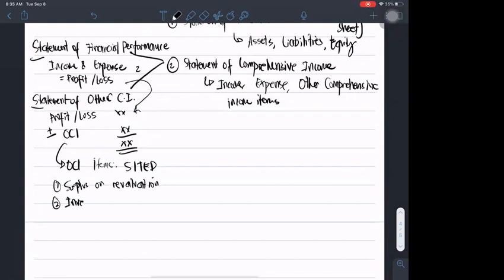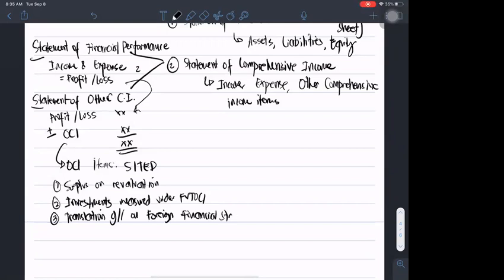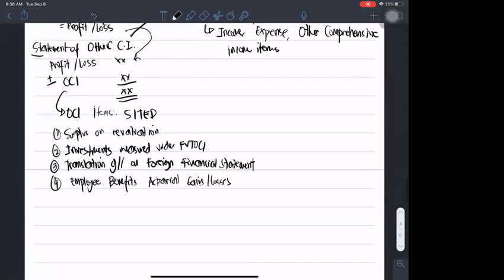Next, we have your investments measured under fair value through other comprehensive income. Translation gains or losses on foreign financial statement. We have your employee benefits, actuarial gains or losses. Lastly, we have your derivatives designated as cash flow hedge.